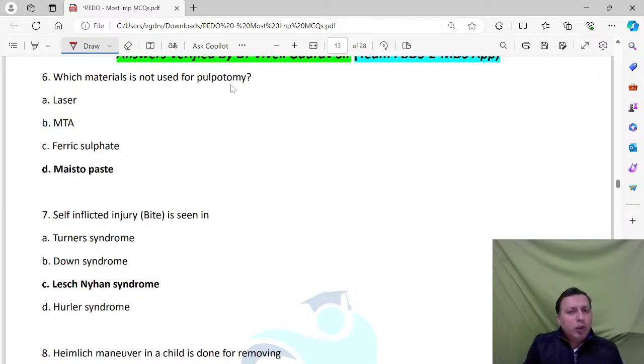Now, which material is not used for pulpotomy? We have discussed the different materials used for pulpotomy in the classification. So, laser, we use it for pulpotomy. MTA, we are using it for pulpotomy, that is in the regeneration. Then we have ferric sulfate, we are also using in the preservation. Then the mesto paste. Now, this mesto paste is basically used for the pulpectomy procedure, not for pulpotomy.